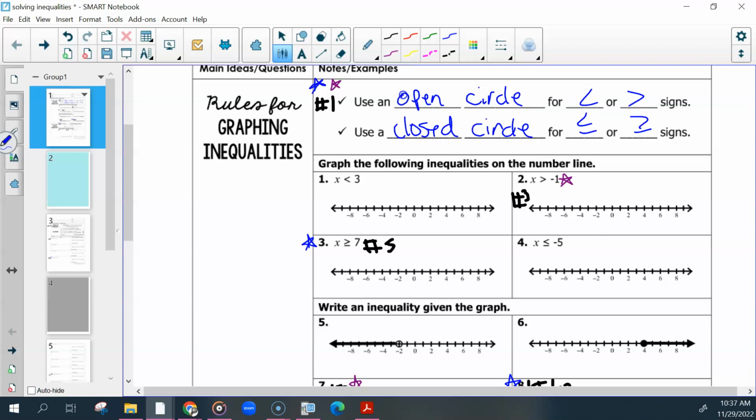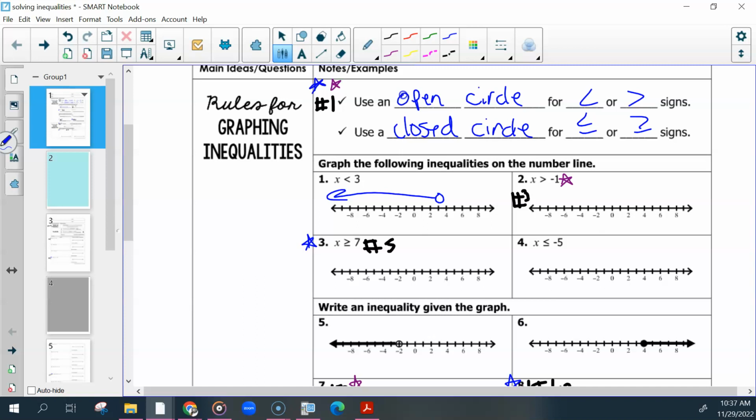So if we had an example like number 1 where we had already solved it and we got to the end, we have x is less than 3. That's going to be an open circle at 3 going to the left. For the most part, in general, I can say that the direction the arrow is pointing is going to be the direction you graph your line, but sometimes that's not the case.